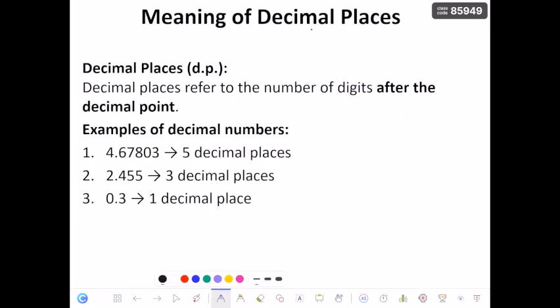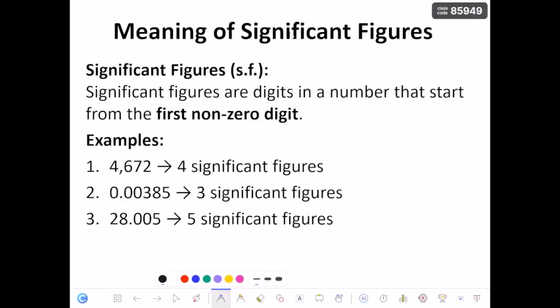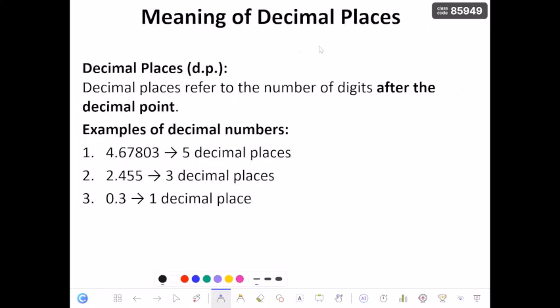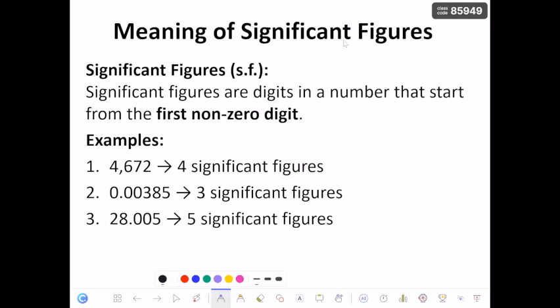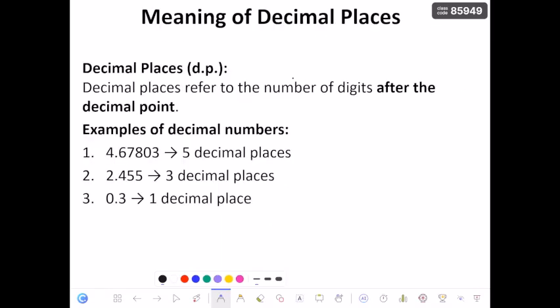Today's class, we are looking at decimal places and significant figures. Let's start with decimal places. If you read through the meaning, decimal places are those numbers, or we say digits, that you have after the point. Look at this example. I have 4.67803, 2.455, 0.3. So if you look at the digits after the point, how many are they? That is what we mean by decimal places.